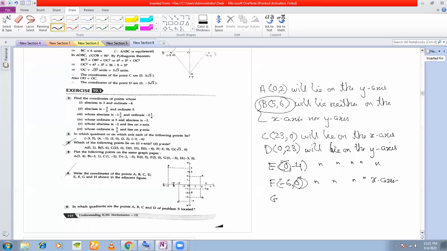And finally, you have the point G, √3, 0. You can actually locate √3 also. I'll tell you later on how to locate. But G, √3, which axis will it lie on? X-axis, because the y coordinate is 0. Okay, as simple as this. So that's it. I'll stop here.